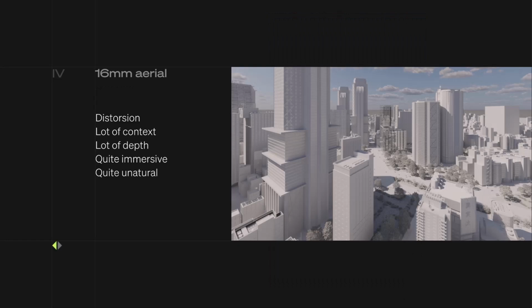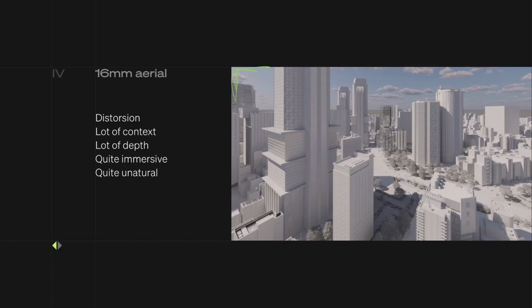So let's start with this 16 millimeter aerial view. Here we have quite a bit of distortion, as you can see. Since our image is quite long, we have a lot of things going all the way up to our perspective point, which is not here, but it should be on the horizon anyway. You can see very dynamic shapes. We also get, of course, a lot of context because we're so zoomed out that we get a lot of what's happening around it.